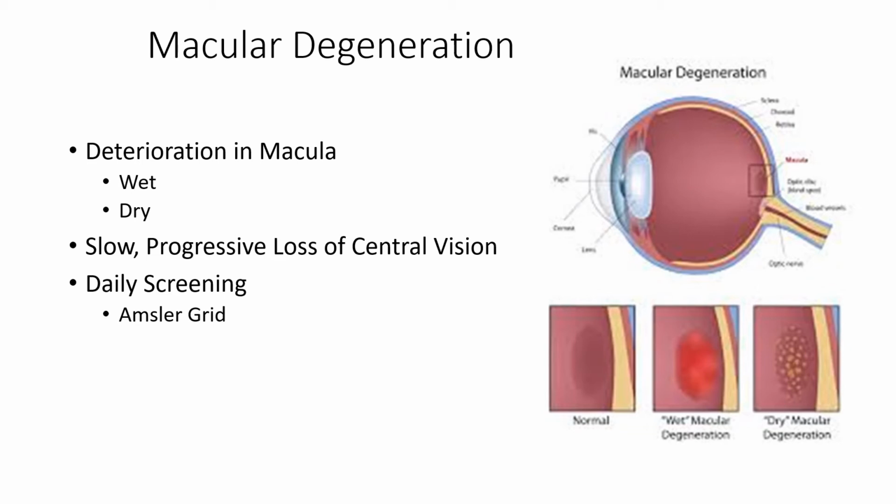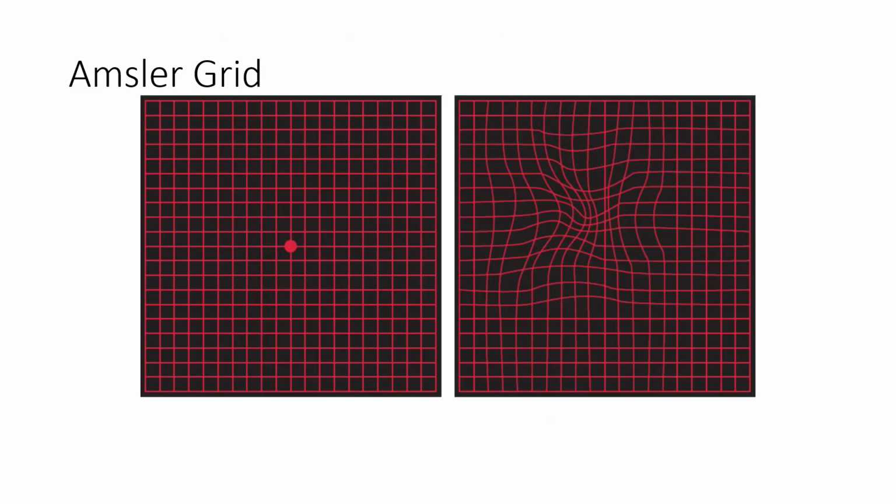This is a slow, progressive loss of your central vision. So remember, the macular degeneration is your central vision. They have to do a daily vision screening, the Amsler grid, which is on the next screen. Here is an example of the grid in which someone with normal vision would see, and then someone with macular degeneration would see.